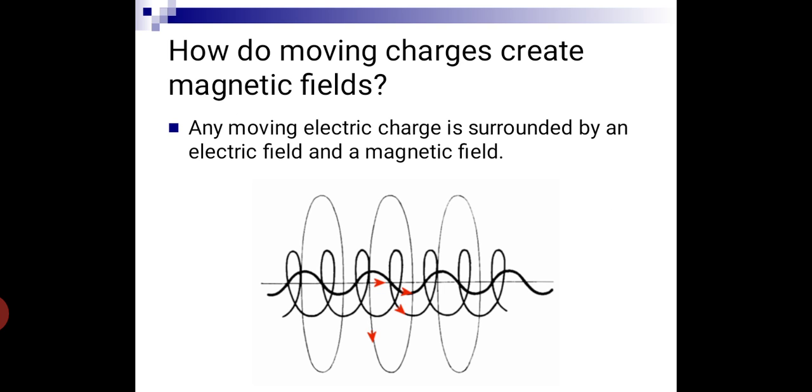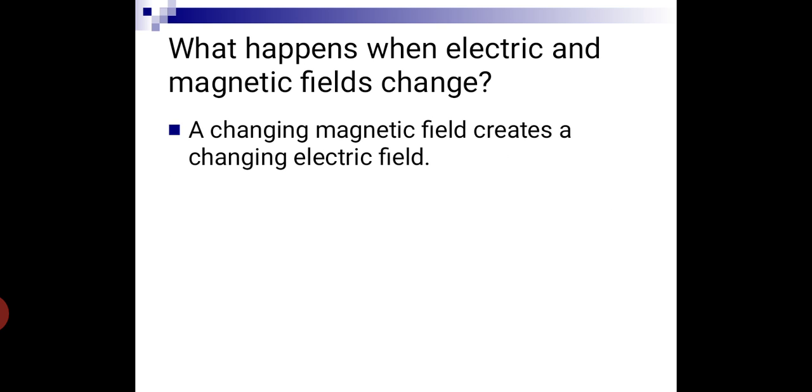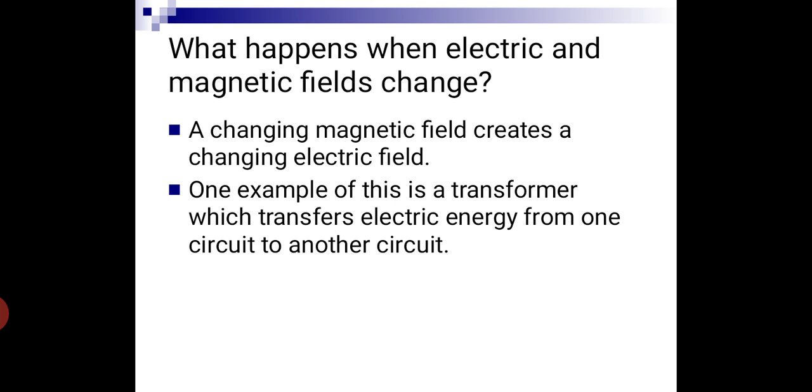How do moving charges create magnetic fields? Any moving electric charge is surrounded by an electric field and a magnetic field. That is, it has both electric field due to charge and magnetic field due to its motion. Or we can say a changing magnetic field creates a changing electric field. One example of this is a transformer which transfers electric energy from one circuit to another circuit.